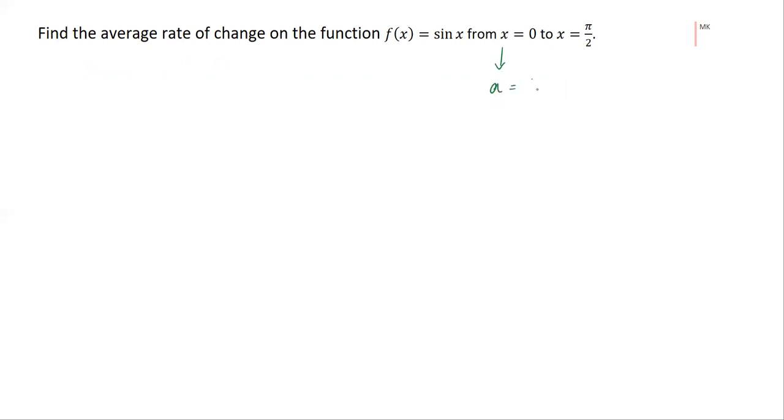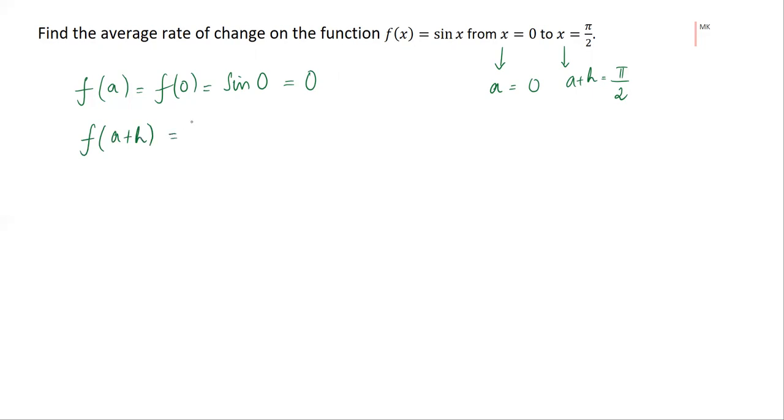So the first point we're calling a, and the second point is a plus h, which is pi over 2. Okay. So f of a is f of 0, which is sine 0. Sine 0 from your unit circle is 0. Remember the unit circle, so you need to go back and reference that. f of a plus h is f of pi over 2. So in your sine x, replace x with pi over 2.